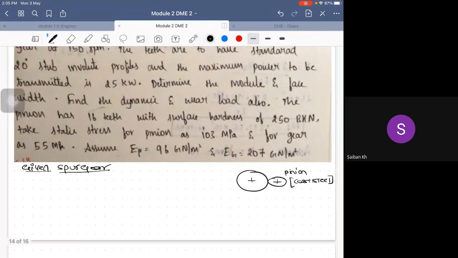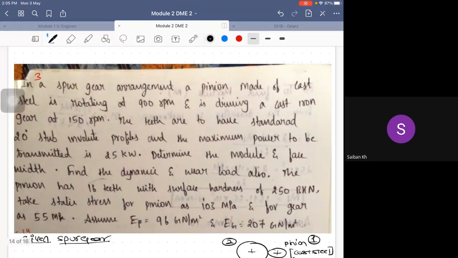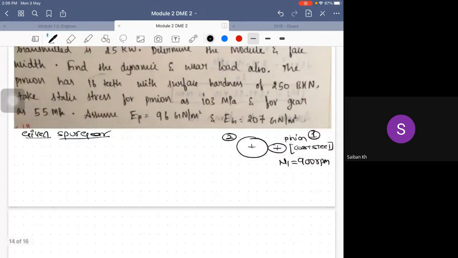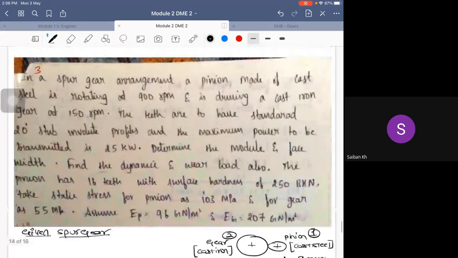I would take this as 1 and this as 2. It depends on you how you take it; that doesn't make a difference, it's just for the notation. So N1 is equal to 900. The pinion is rotating at 900 RPM, driving a cast iron gear. So the pinion is made up of cast steel, but the gear is made up of cast iron. Just write it down, cast iron, and it is rotating at 150 RPM. The gear is rotating at 150 RPM.